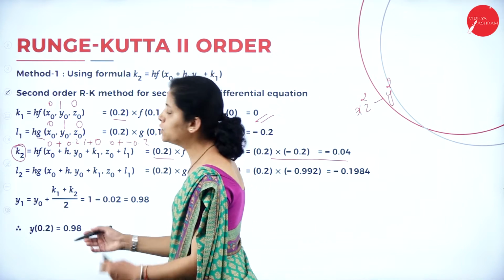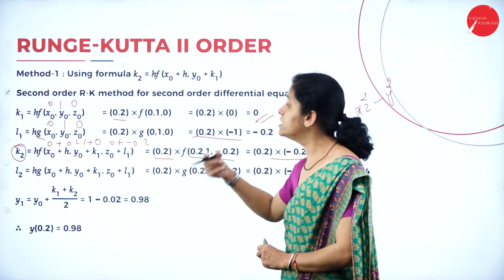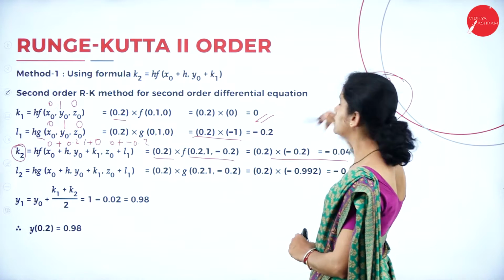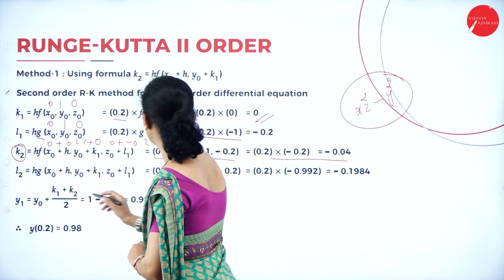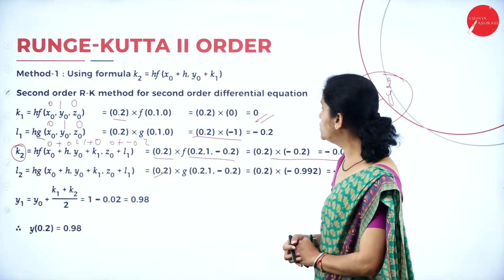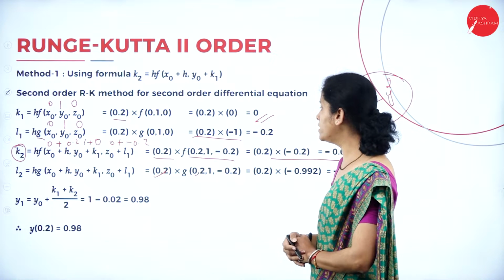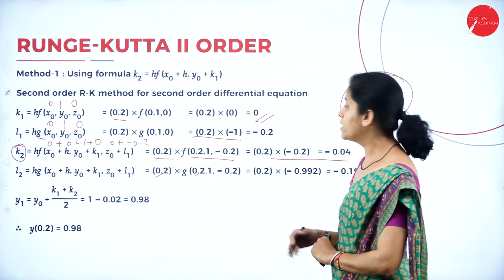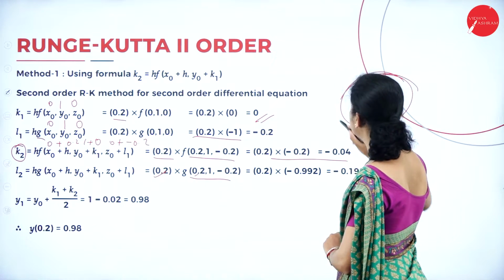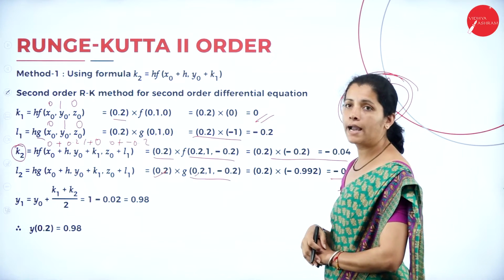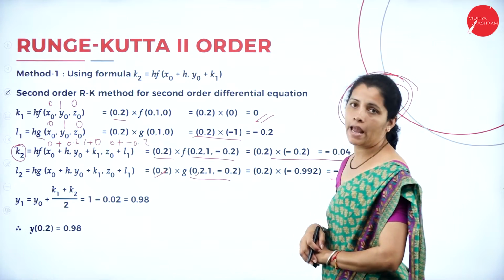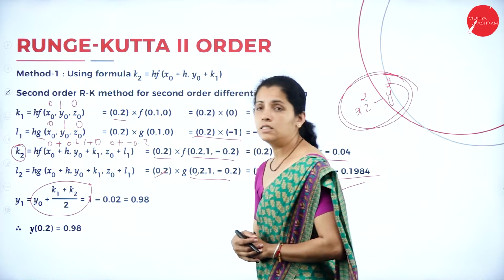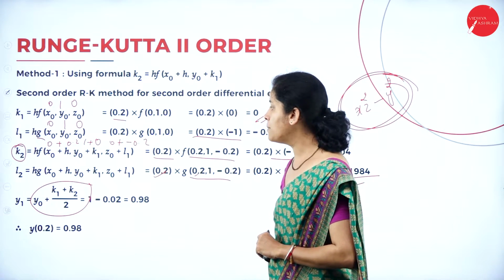Now, if I consider L2, that is nothing but h g. Here g is the second order derivative, in the sense I want to consider the function. So once again I have 0.2 into g of 0.2 comma 1 comma 0 minus 0.2. When I substitute these values in this equation, I'm going to get the answer minus 0.1984.